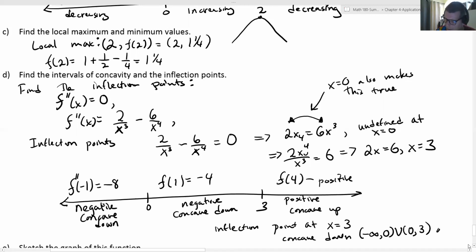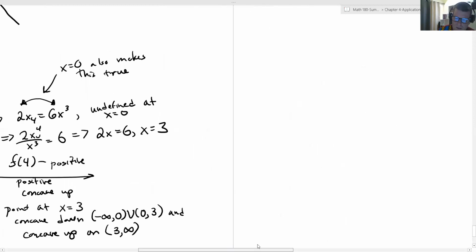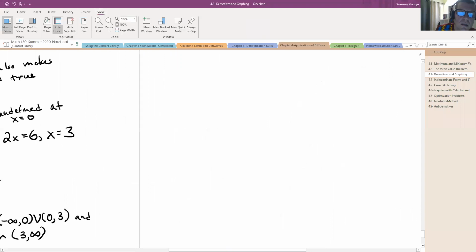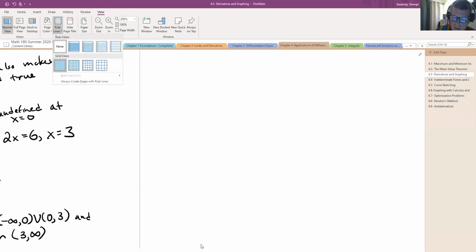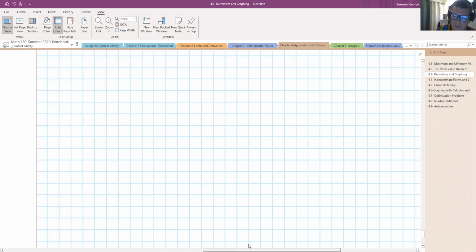And concave up on 3 to infinity. So that's where it's going to be concave up. Okay, so now write that down. And then we're going to sketch a graph. We're going to do a sketch here. Okay, here we go.